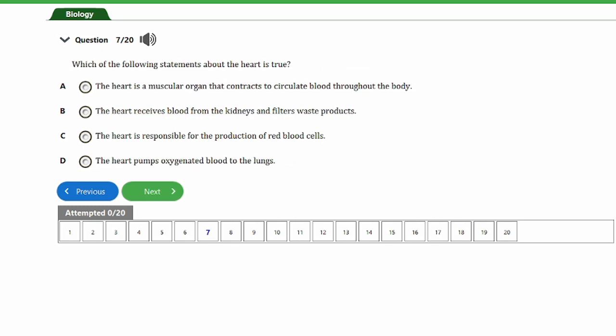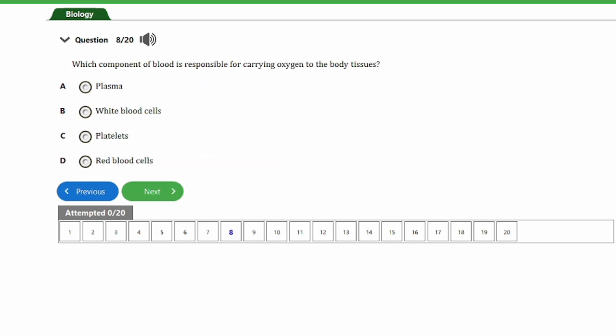Question number 7. It says, which of the following statements about the heart is true? A, the heart is a muscular organ that contracts to circulate blood throughout the body. B, the heart receives blood from the kidney and filters waste products. C, the heart is responsible for the production of red blood cells. D, the heart pumps oxygenated blood to the lungs. So guys, the correct answer to this question is option A. The heart is a muscular organ that contracts to circulate blood throughout the body. So let's consider the next question.